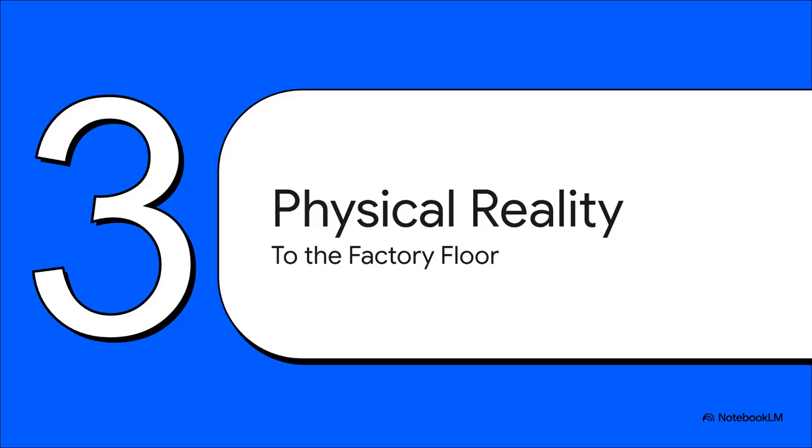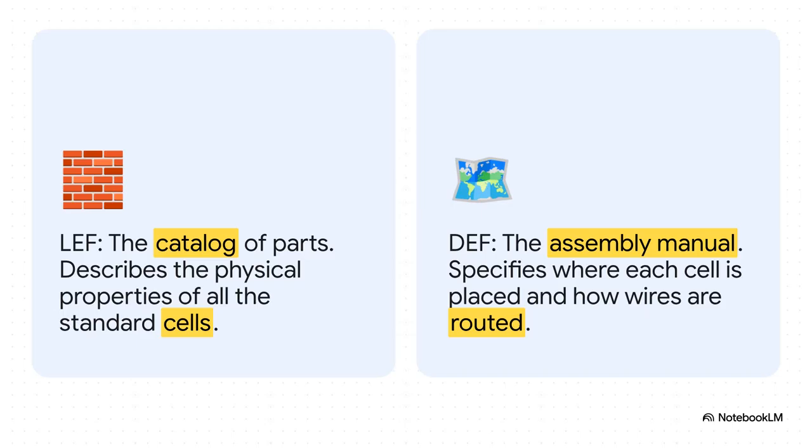Okay, so now we have our logical plan. It's a netlist, basically a giant list of gates and connections. But that's still just data on a computer. The next step is huge. We have to create a detailed physical layout that the silicon factory, the fab, can actually use to manufacture the chip. And this is where two really important file formats come into play, LEF and DEF.